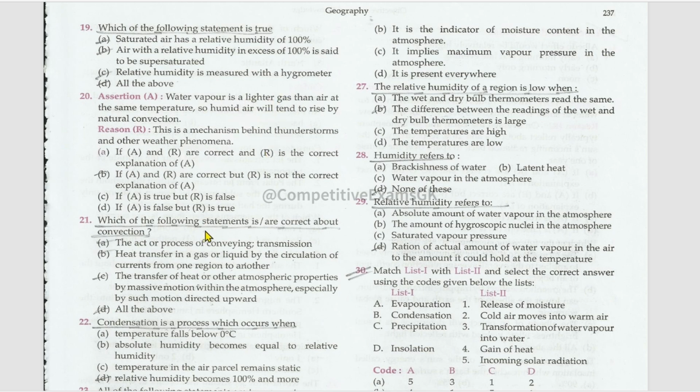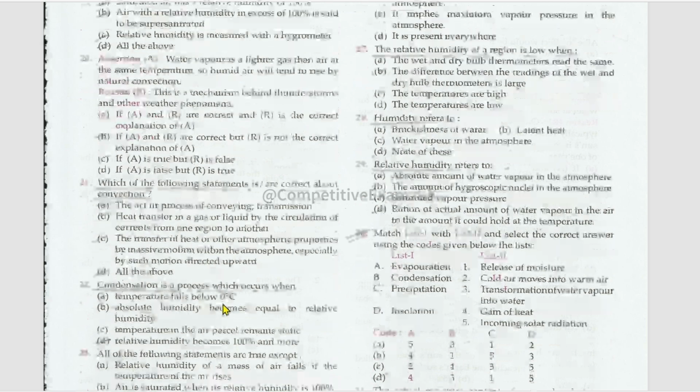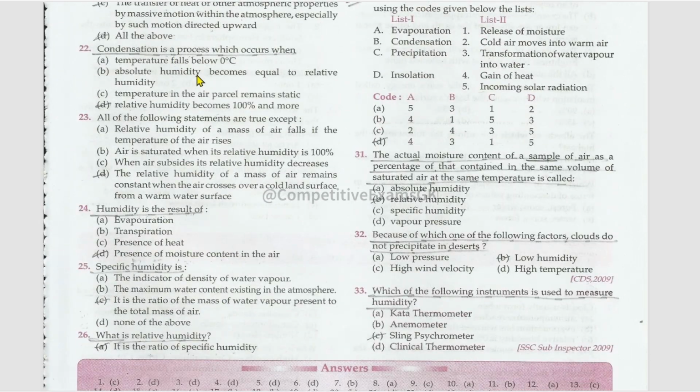Which of the following statements is or are correct about convection? The act or presence of conveying transmission. True. Heat transfer in a gas or liquid by the circulation of currents from one region to another. This is also right. The transfer of heat or other atmospheric properties by massive motion within the atmosphere, especially by such motion directed upwards. All of the statements are correct about convection. Condensation is a process which occurs when relative humidity becomes 100% or more.